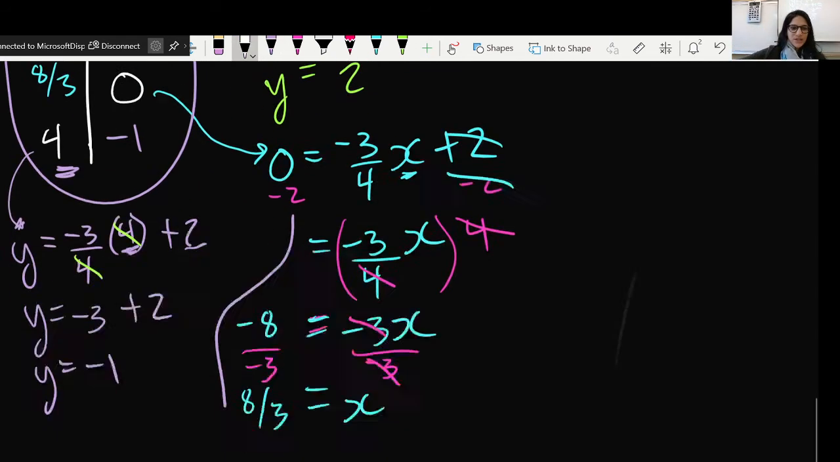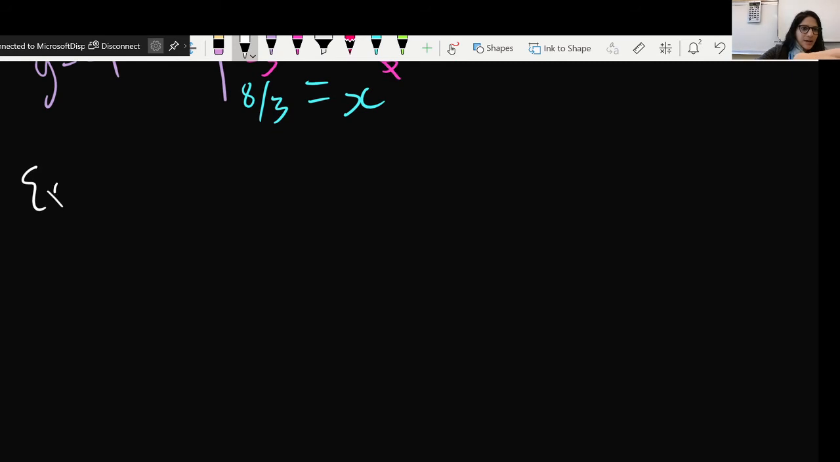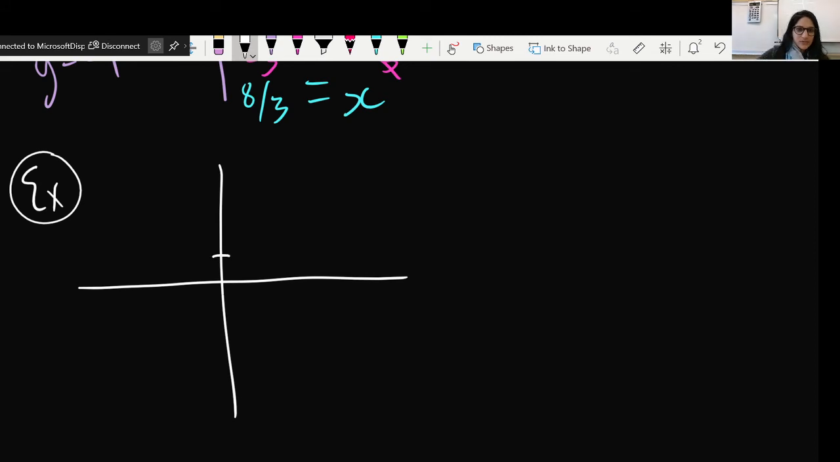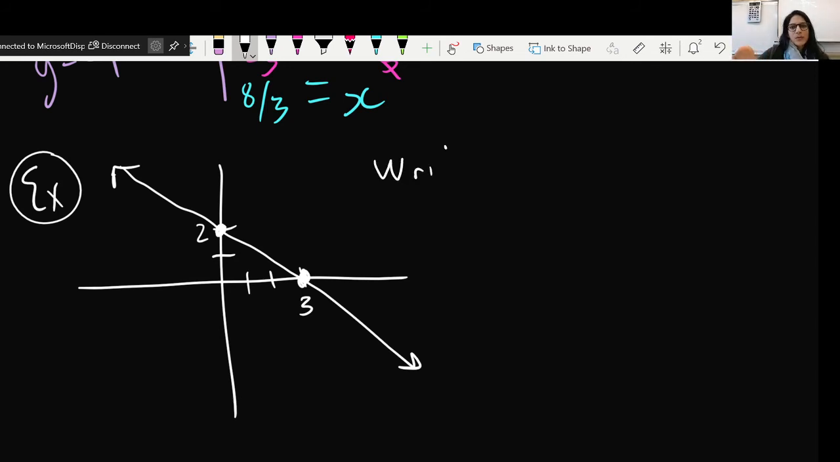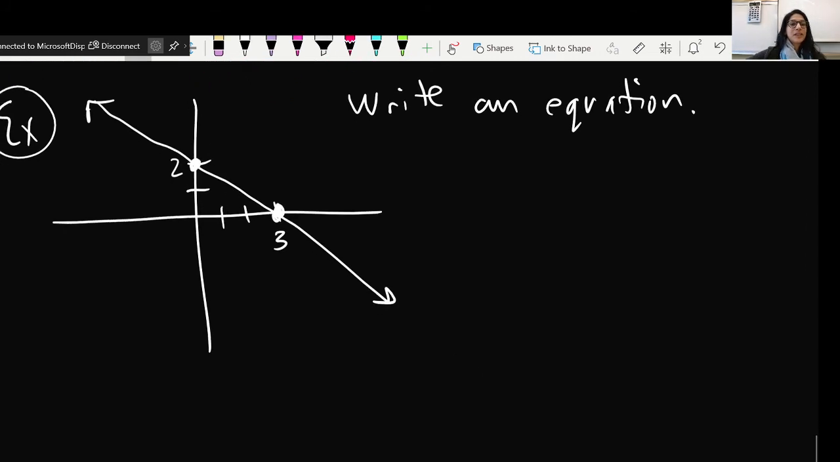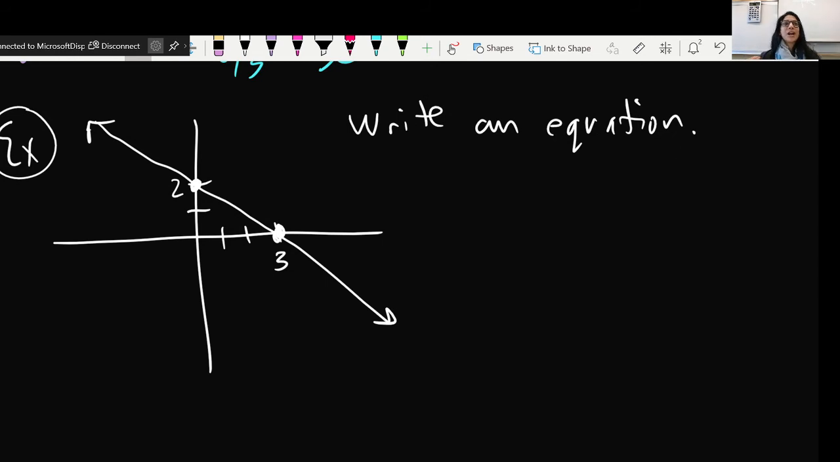Okay, so let's do another example. Let's say this time I give you a graph. That's the point at 0, 2. And you have this point here that's at 3, 0. And so you have a graph that looks like this. I want you to write an equation for this. So we are working backwards this time. You're given a graph. You want to read the graph and come up with an equation.